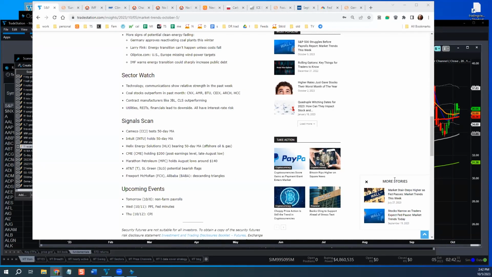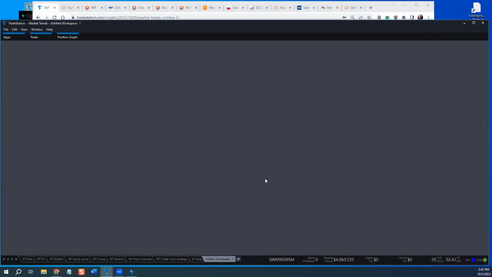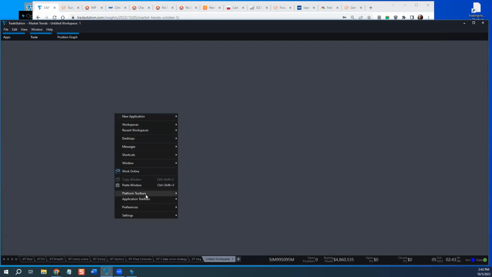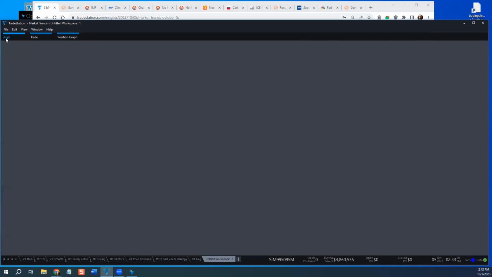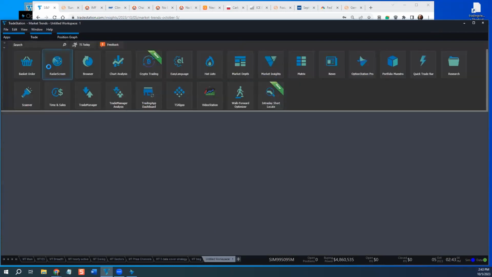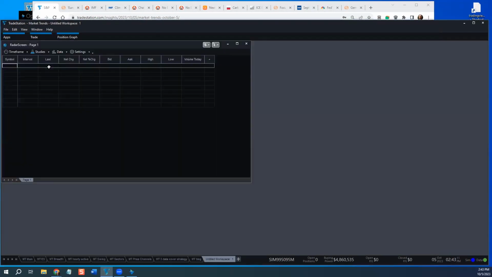Now, I created this new indicator. I'm going to just really quickly open up a new chart and a new workspace and a new radar screen. Go here. So this thing is called LT debt divided by total.